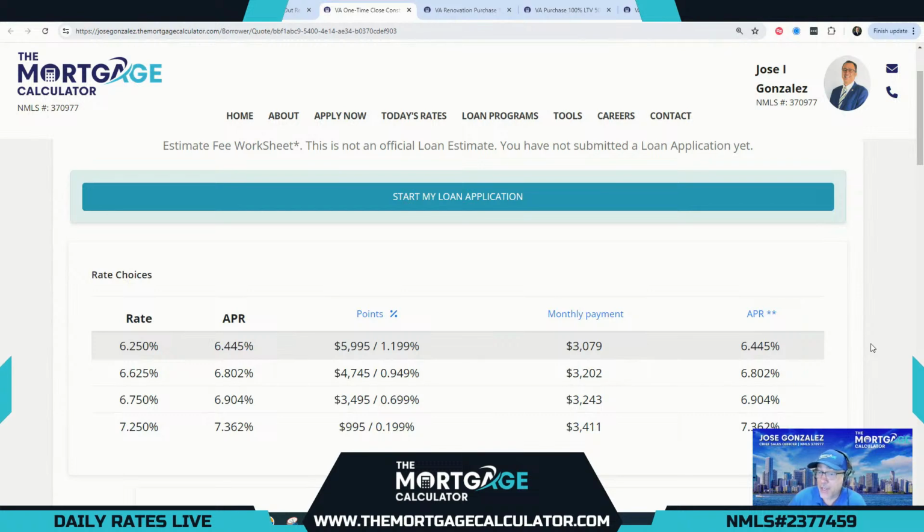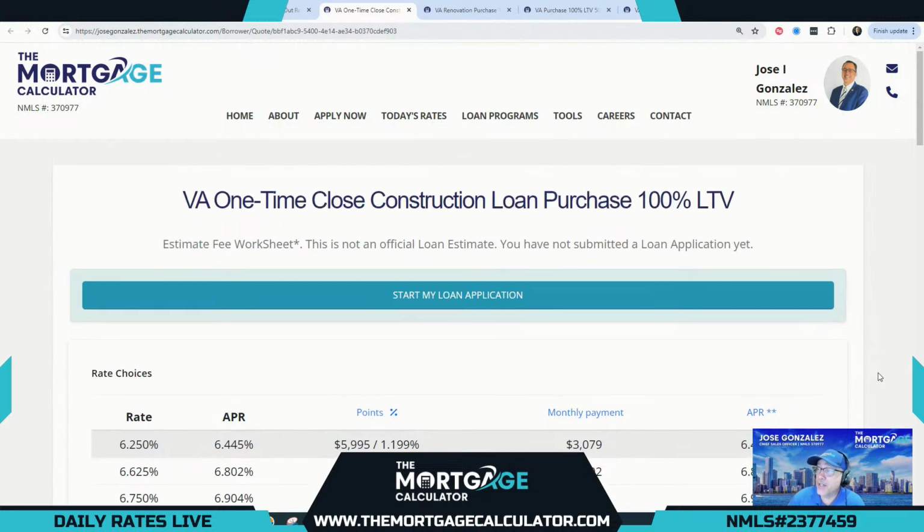For the VA one time close, 7.25% is our lowest cost option at a cost of 0.199, almost par. And you can buy that down to 6.25% at a cost of 1.199. These are amazing one time close construction loan rates.